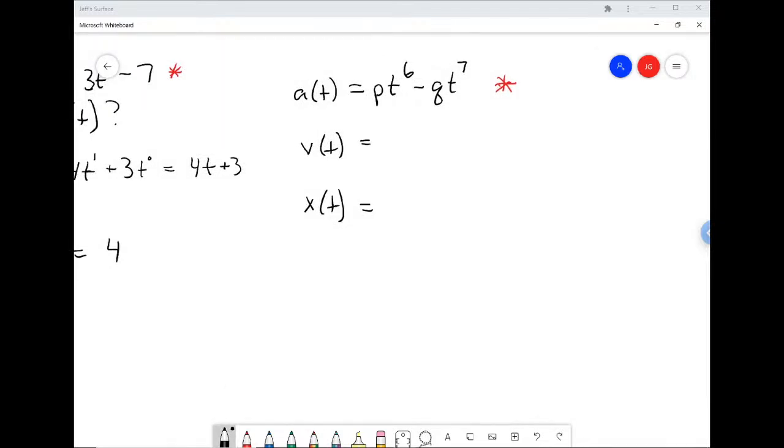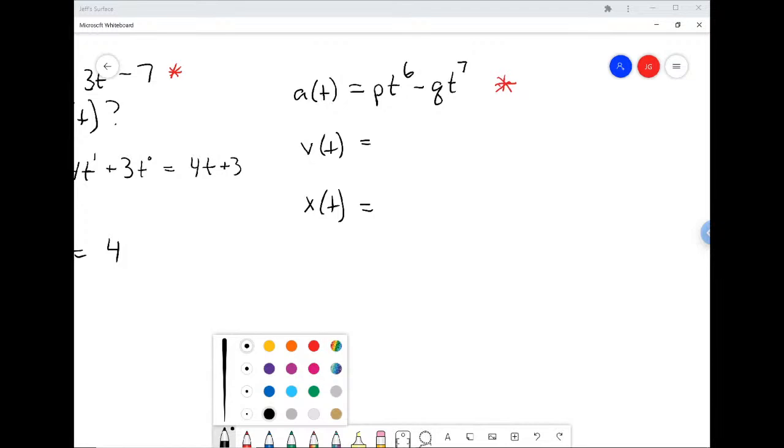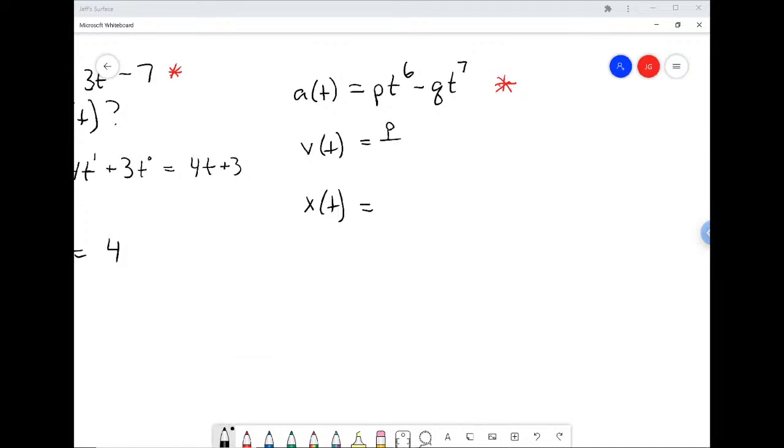So the rule for integration is the reverse. What you do is you first add 1 to the exponent and then divide. So this would become p divided by 7 t to the 7th power minus q divided by 8 t to the 8th power. So I increase the exponents by 1 and divide by those exponents. And then I do that again. So this would be p divided by 7 times 8, 56, t to the 8th power, minus q divided by 8 times 9, t to the 9th power.